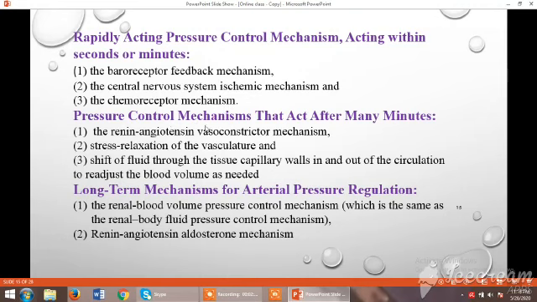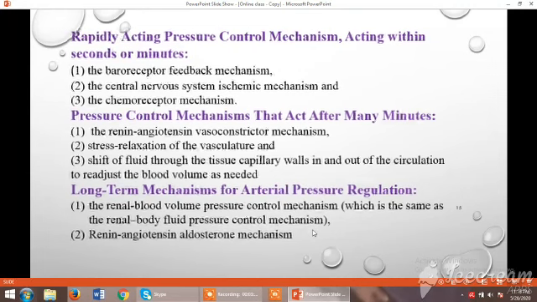And the next one is the pressure control mechanism that acts within minutes: the renin-angiotensin vasoconstrictor mechanism, stress relaxation of the vasculature, and the shifting of fluid through the capillaries. And the long-term mechanism is the renal blood volume pressure control mechanism and the renin-angiotensin-aldosterone mechanism.